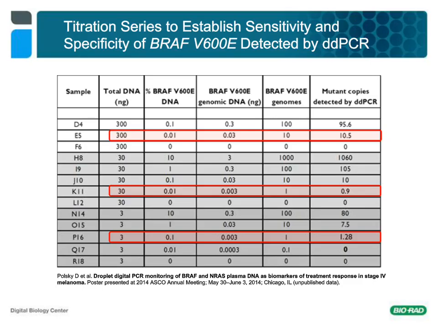ddPCR was able to resolve a single copy at 0.01% in this experiment, shown in red at each of the different levels.